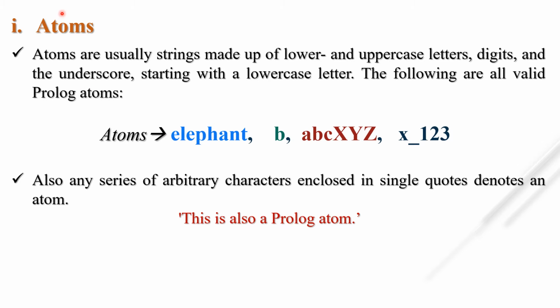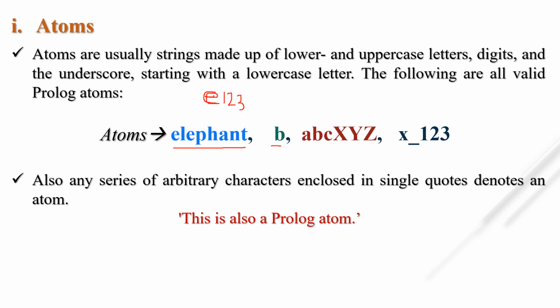So what is an atom? Atoms are usually strings made up of lowercase and uppercase letters, digits, and underscores, starting with a lowercase letter. The following are valid Prolog atoms. How do we declare atoms? It must start with a lowercase letter, followed by a combination of letters and digits 0 to 9. Also, we can use uppercase, but the first letter must be lowercase.